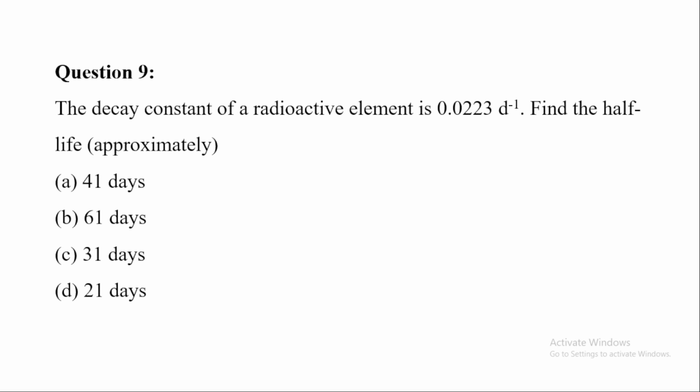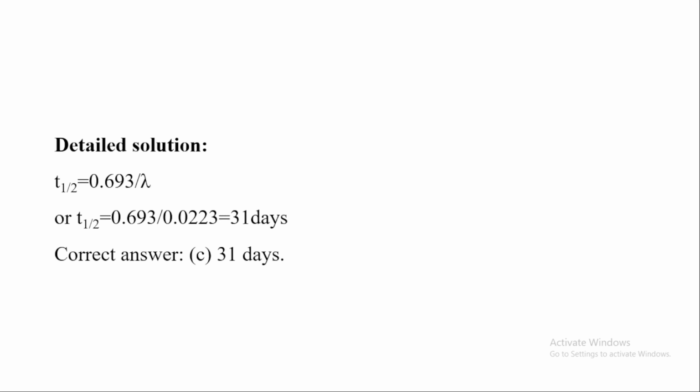Decay constant is equal to 0.693 divided by half-life. The decay constant is given, so the half-life will be equal to 0.693 divided by decay constant. So, half-life is equal to 0.693 divided by lambda, that is 0.693 divided by 0.0223. If you solve this, you will find the answer to be 31 days.